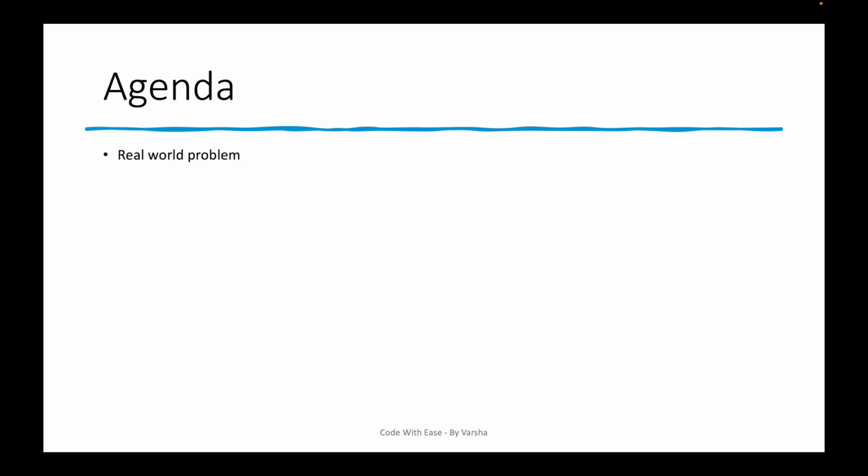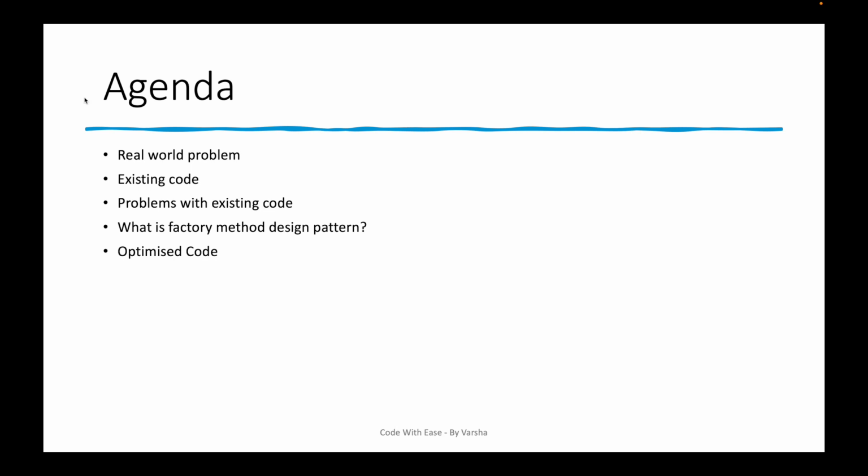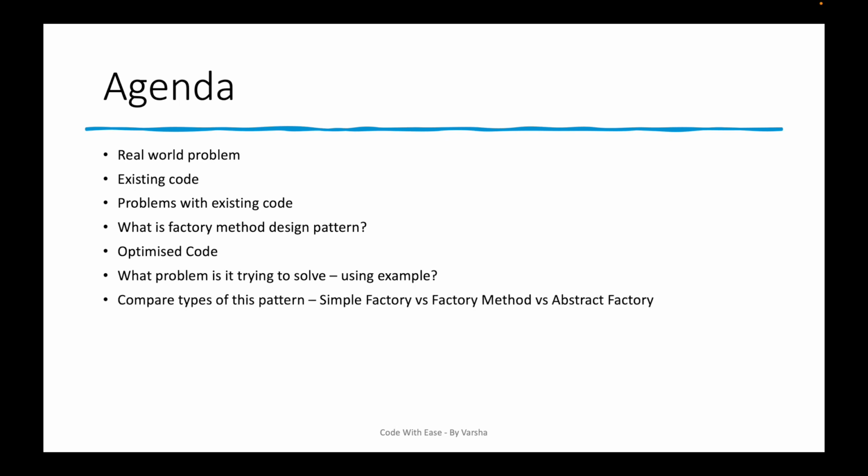We are going to begin with a real world problem. Then we'll see the existing code of that problem, and then what problems we are facing with the code. Then we'll talk about what the factory method design pattern is, and what the optimized code can be by applying the factory design pattern to the existing code that we have seen. Then what problem the factory method design pattern is trying to solve, using an example.